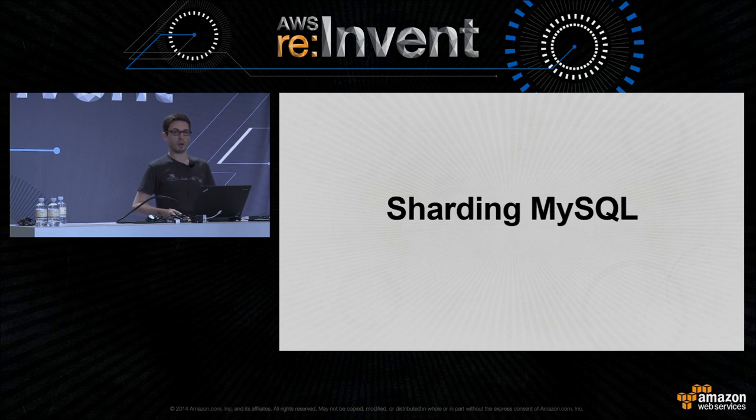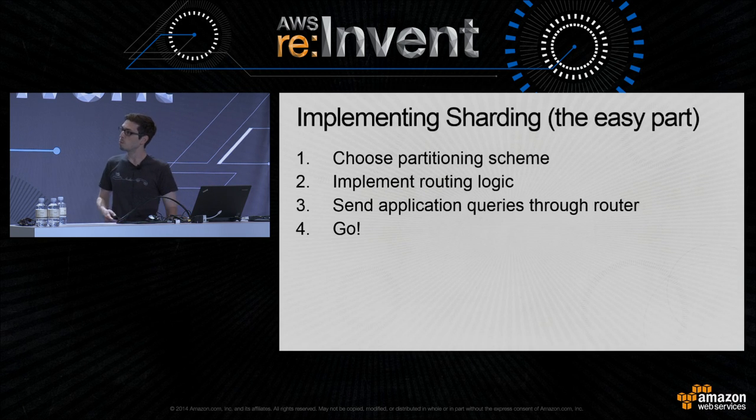So I'm going to talk a little bit about how we shard MySQL at Twilio and how we pulled that off. Implementing sharding is actually really easy. There are really four steps: choosing the partitioning scheme, implementing the routing logic, sending application queries through that router, and then deploying. And then you have a sharded infrastructure.